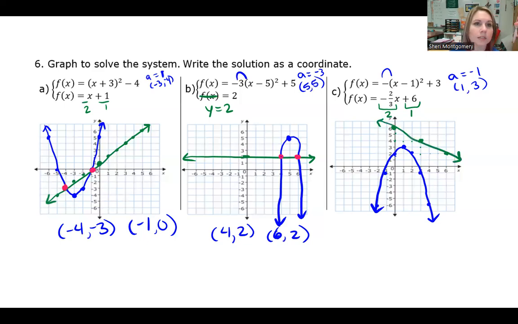Where are they going to touch or intersect? Never. There is no solution. They do not cross.